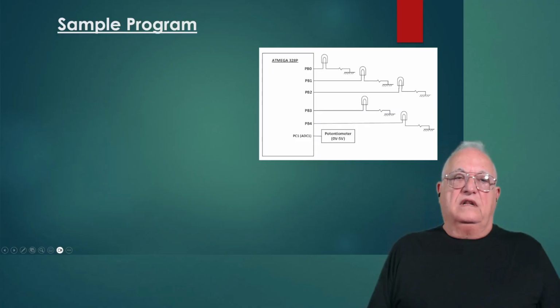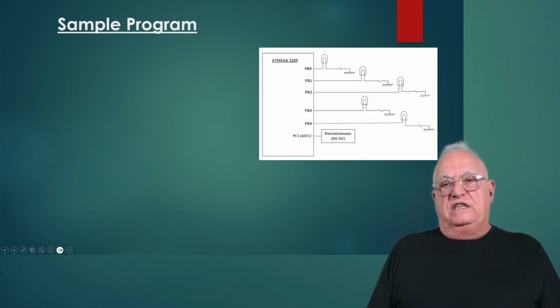Now let's look at our sample program. Let me start with the schematic. We have the microcontroller. We have 5 LEDs hooked up to port B0, B1, B2, B3, and B4. And then we have a potentiometer hooked up to our analog input ADC1.